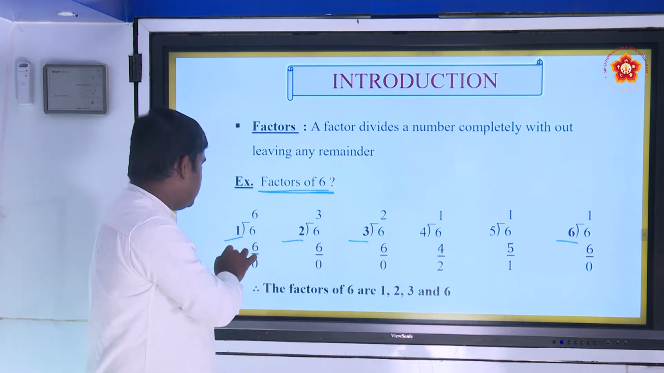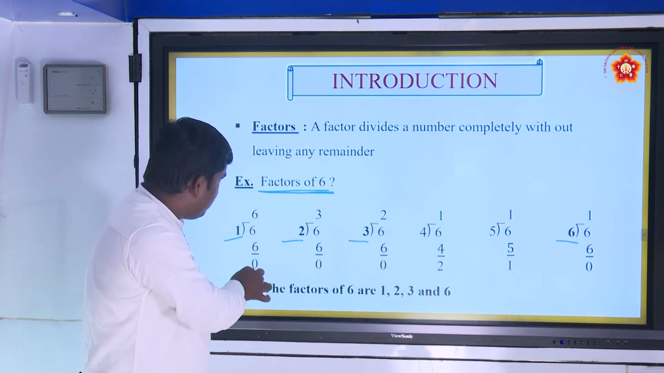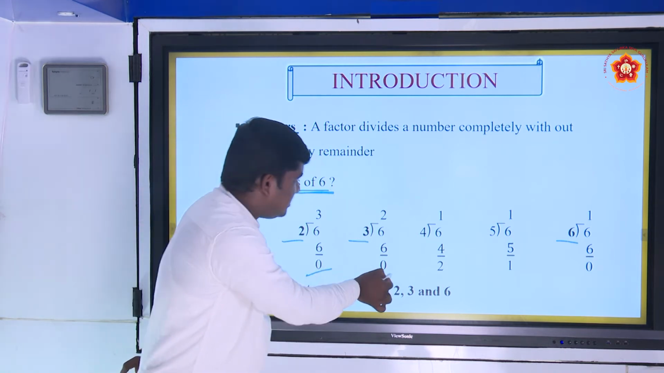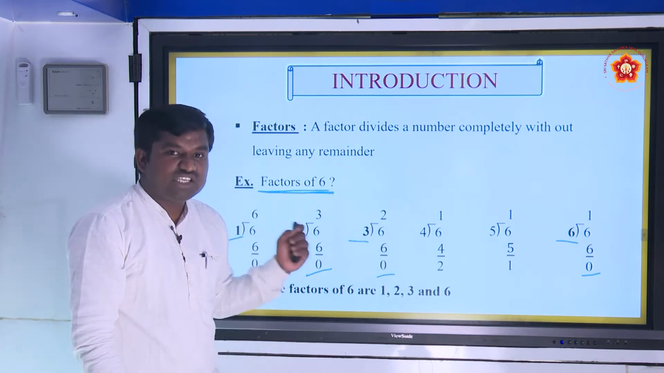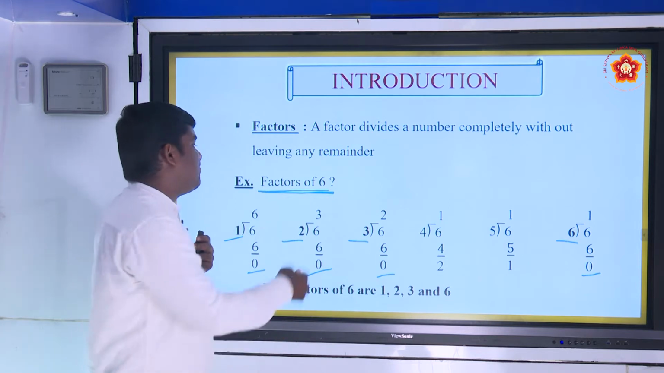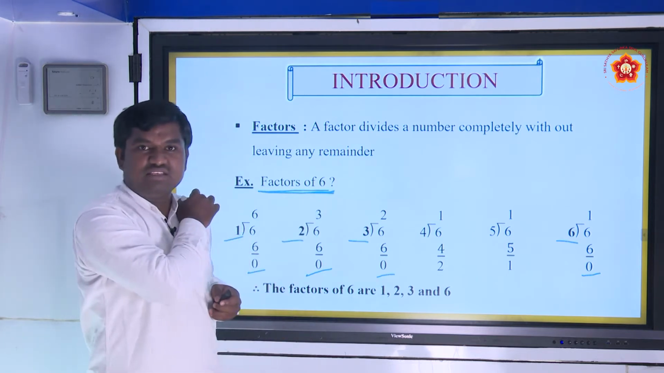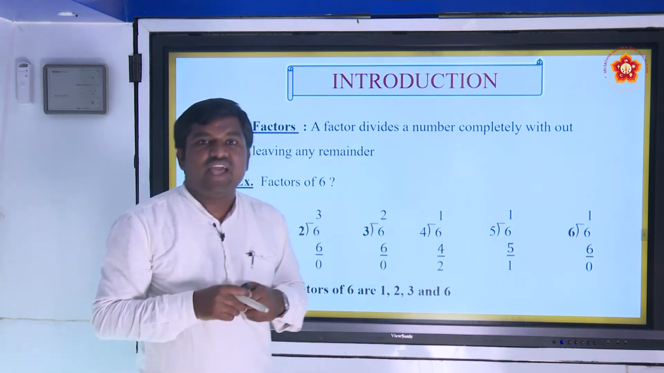Because these are not leaving any remainder, the remainder is 0. Observe here, 0, 0, 0, the remainder is 0. The numbers from which you got the remainder 0 are the factors of the given number. Now you are able to find out the factors of any number.